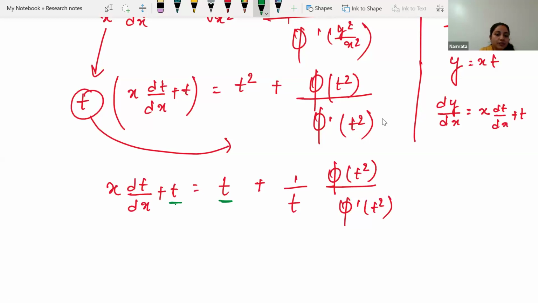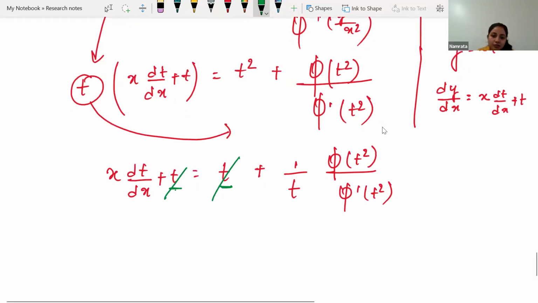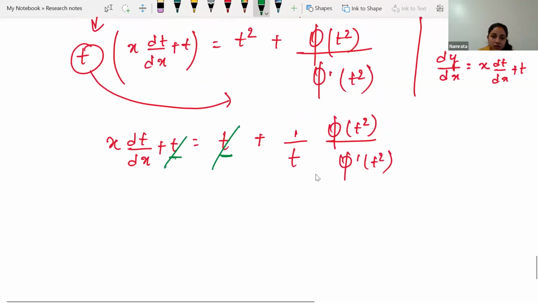Here also we are having t, here also we are having t, so it will just cancel out. Now we will just, here we are having dt, here terms related to t, here we are having x dx, so we will separate. Okay, variable separable, so we will separate it. Here we will be having dt.